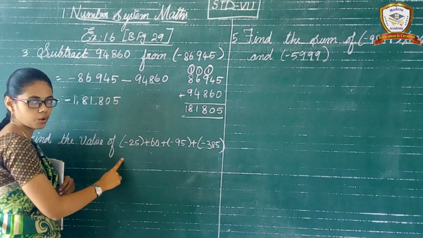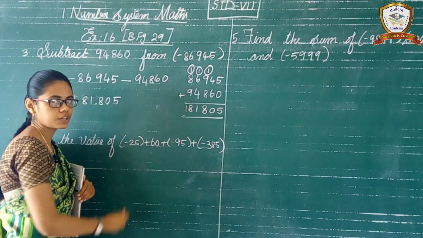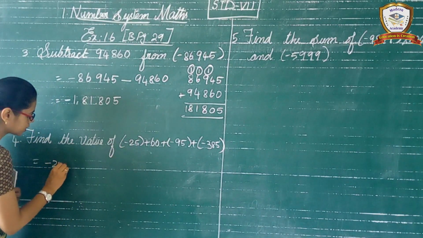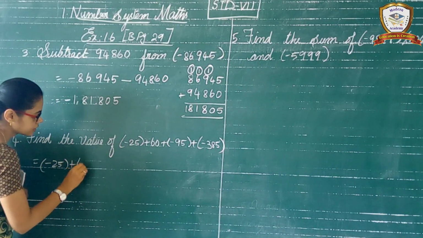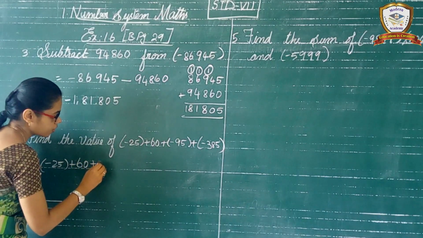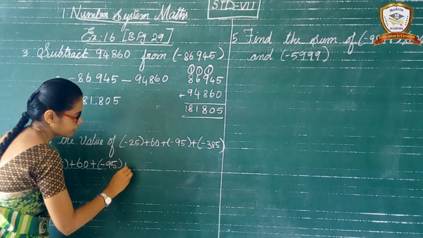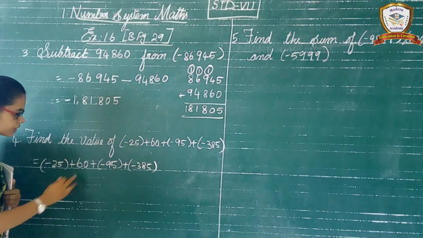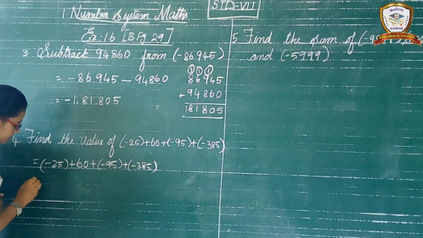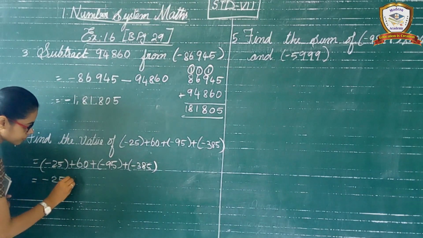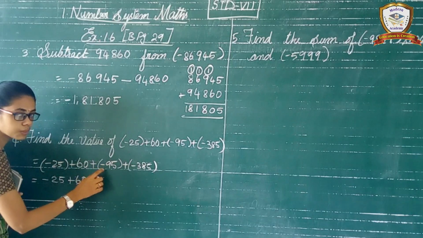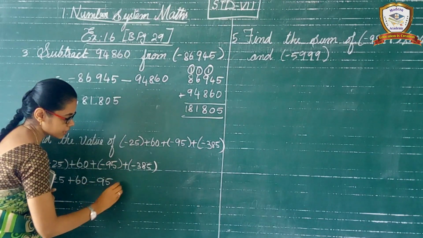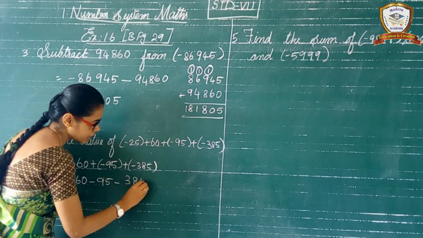Find the value of. So we have to find the value for these numbers. Okay. So first of all I can write here minus 25 plus 60 plus of minus 95 plus of minus 385. Okay. Next step we remove the bracket. Okay. Which means minus 25 plus 60 plus into minus minus. So minus 95 and next plus into minus minus 385.